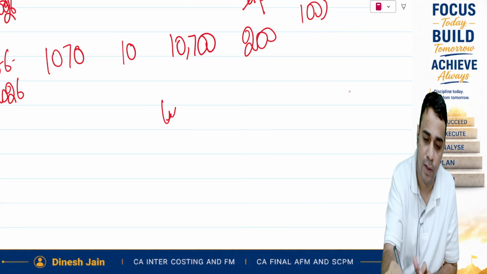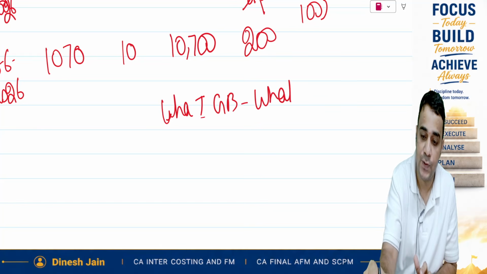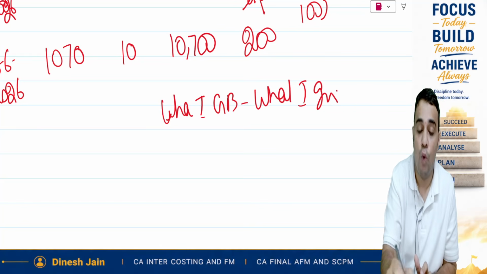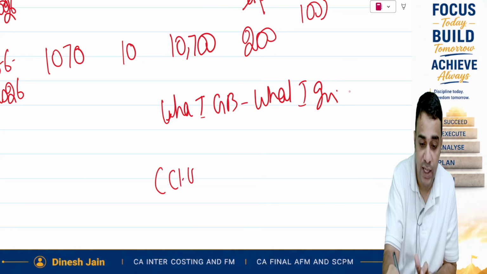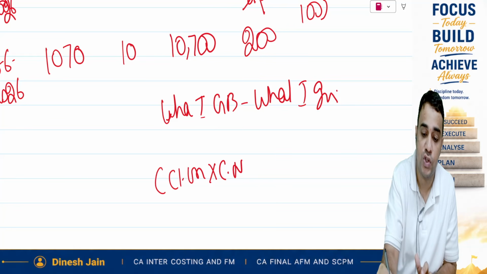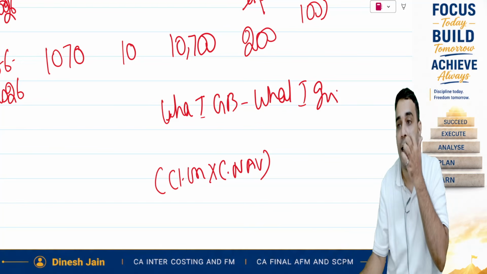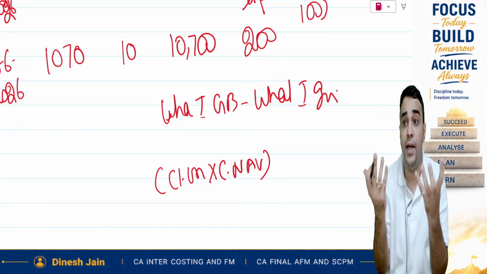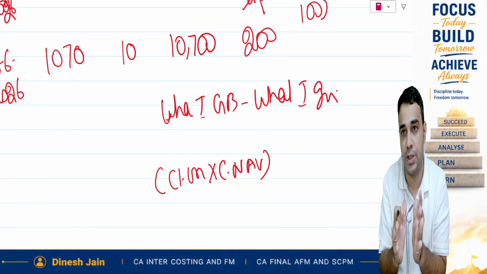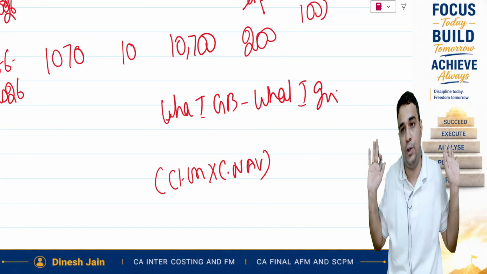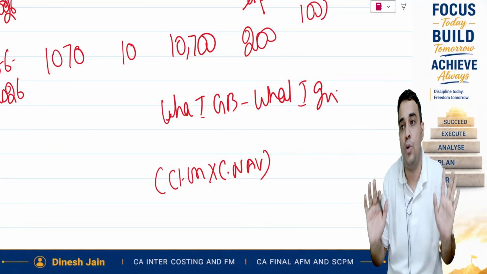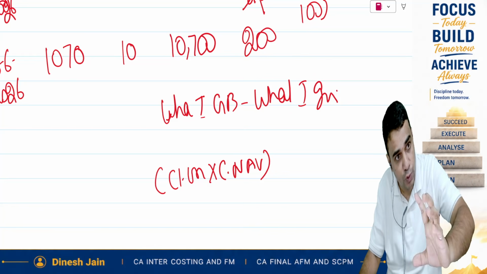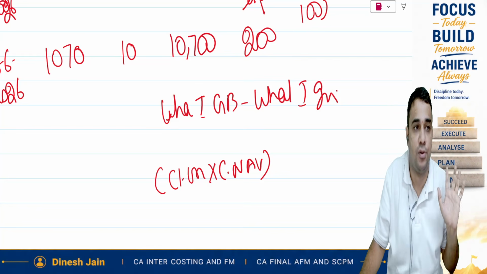The formula is nothing but what I get back minus what I give. What I get back is closing units into the closing NAV. How many closing units? I don't know, I have to do the calculation. It won't be the same 1000. If it remains the same 1000, do the per unit calculation itself.